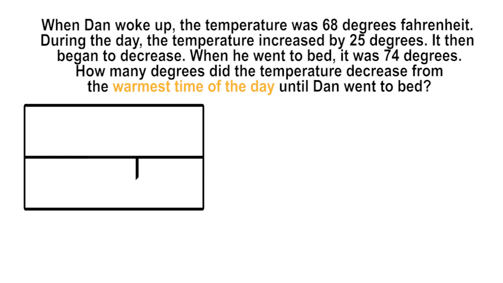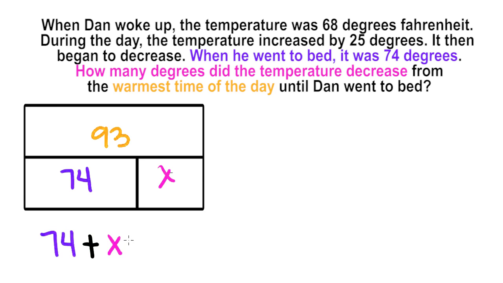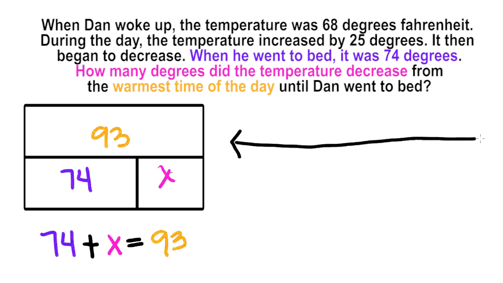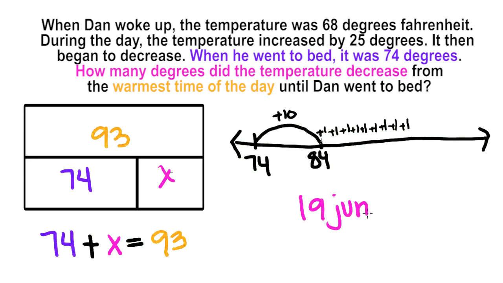This tape diagram will help us solve the problem. X will represent the amount of degrees. 74 plus X equals 93. I'll use a number line to solve. There are 19 total jumps to land on 93, so X is equal to 19. The temperature decreased 19 degrees from the warmest time of day until Dan went to sleep.